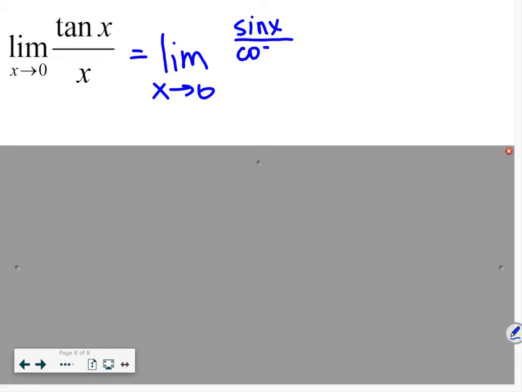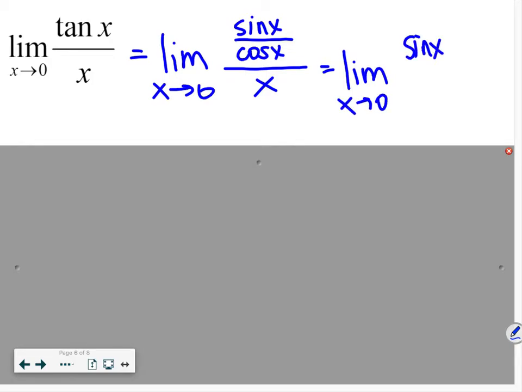Yes, you will have to use identities sometimes. Now, is that going to be helpful to me? Can we rearrange to make it helpful? Could I say sine of x over x, we like those groups together, right, multiplied by 1 over cosine of x? Do you see how I rearranged everything? I took sine and cosine and separated them, but I kept the denominator of x with the sine.